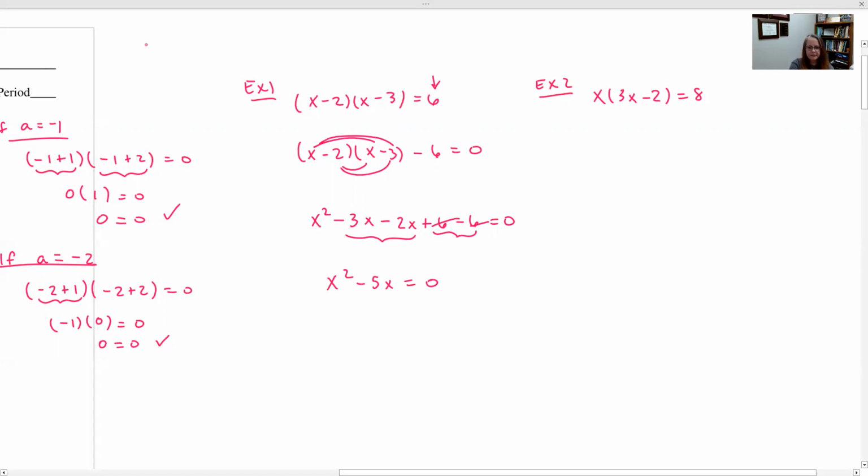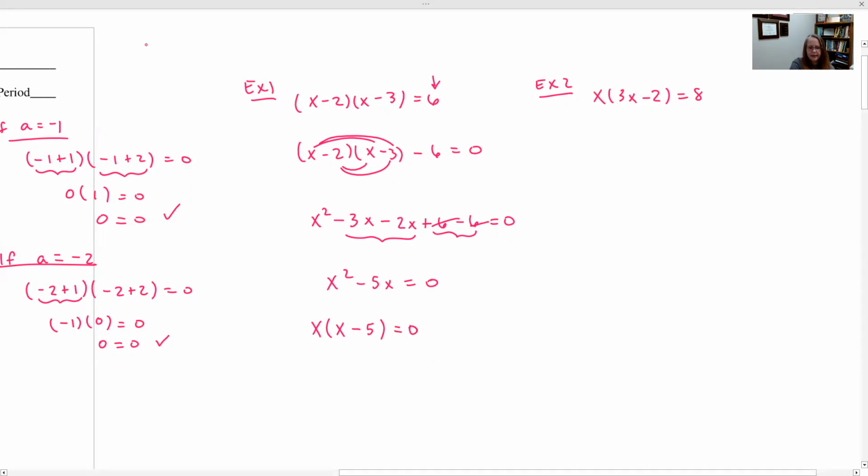And now it's time to factor. The number one rule in factoring is look for that greatest common factor, and I do have one. Both terms have an x, so I'm going to factor an x out. What I have left when I take an x away from x squared is just x. And when I take x away from negative 5x, I'm left with a negative 5.